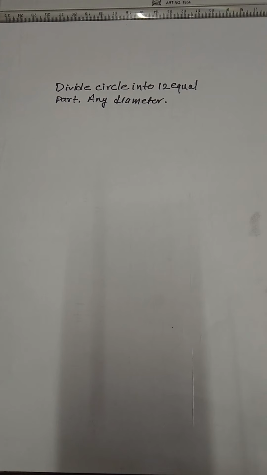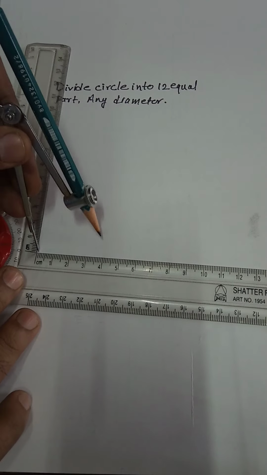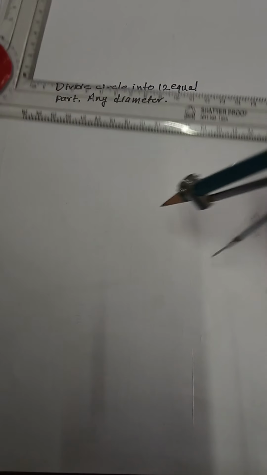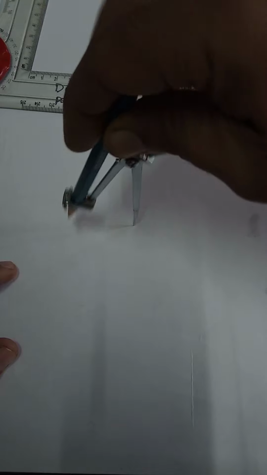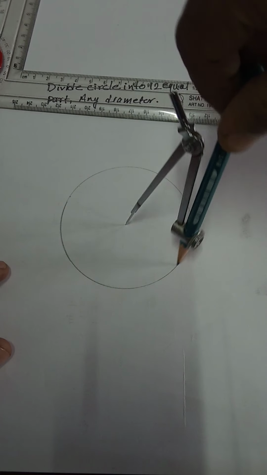Everyone, today we will divide a circle into 12 equal parts. So the first thing is how to divide the circle into 12 equal parts if we have any diameter of the circle. We have to take the radius of the circle, which is equal to 40 mm. Right now, first of all we have to draw the circle like this. The diameter is 80 mm and the radius of this circle is 40 mm.